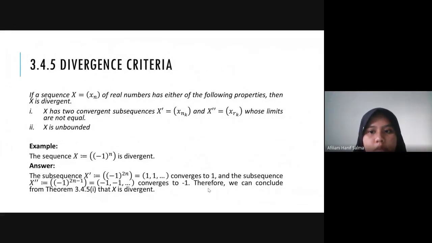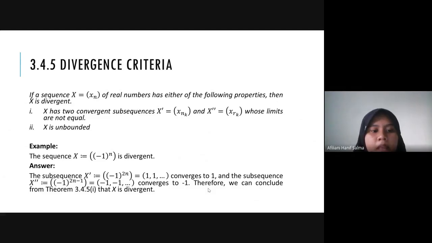Next is 3.4.5, Divergence Criteria. If a sequence X = (x_n) of real numbers has either of the following properties, then X is divergent. The first is X has two convergent subsequences X' = (x_{n_k}) and X'' = (x_{r_k}) whose limits are not equal. And the second is X is unbounded.